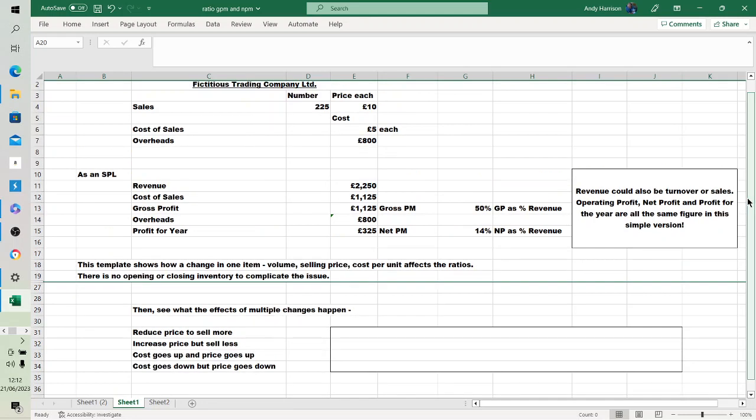Now everybody knows laws of economics. If you reduce your price, you should sell more. Sometimes you reduce your price by 10%, you sell 10% more. Sometimes you reduce your price by 10%, you sell 50% more.